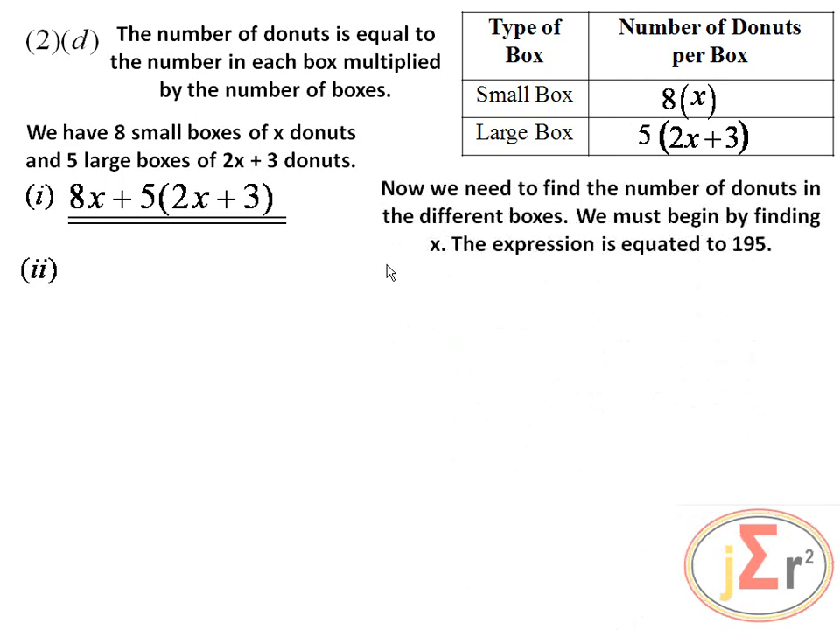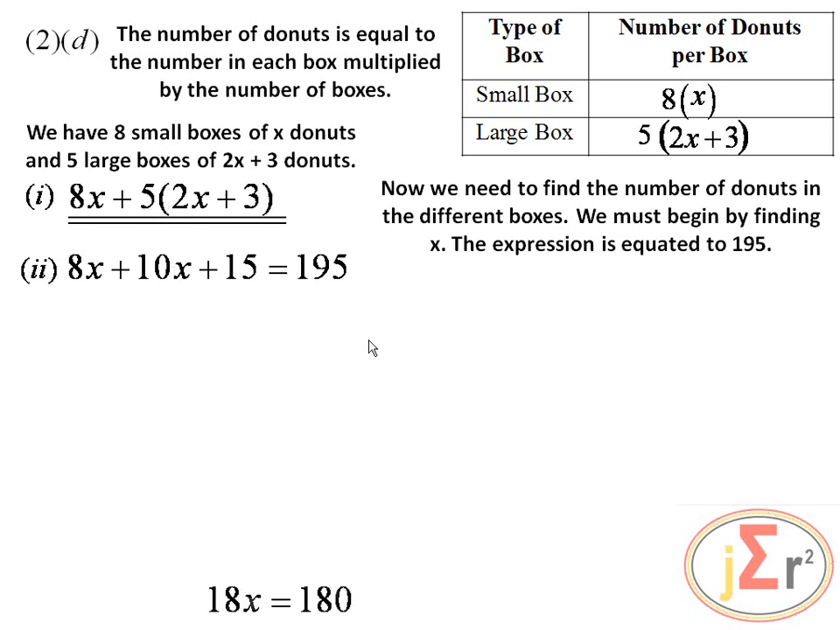Now we need to find the number of donuts in the different boxes. We must begin by finding x. The expression is equated to 195 because we have information in the statement of the problem that tells us that the total number of donuts is 195. We have an equation that we may solve. By this step, we expanded the bracket. So we have 5 times 2x is 10x, 5 3s 15.